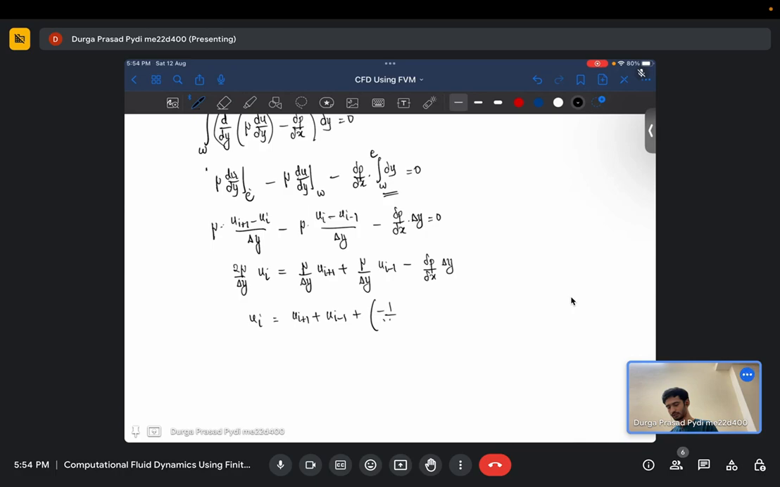1 by mu dp dx into delta y square. So I think this is for a single cell, like for the interior cells.